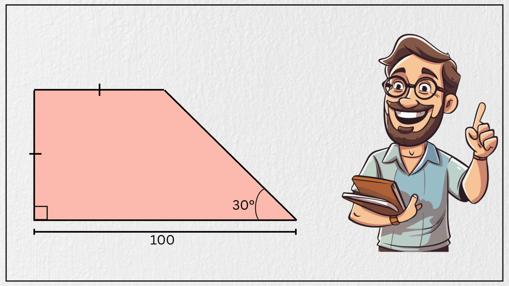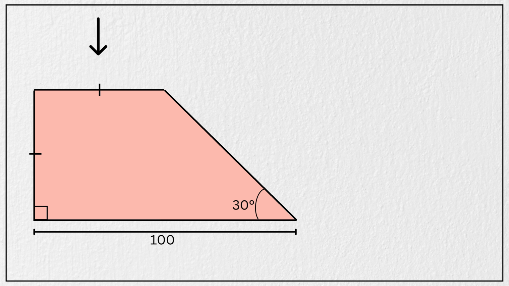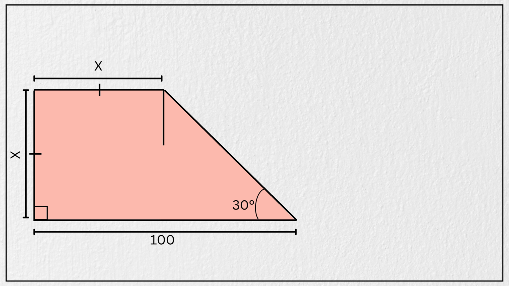But before we begin, let's define the top base of the trapezoid as x units. And since this height is equal to the top base, that means this height is also x units. Now let's drop a perpendicular from the top right corner of the trapezoid straight down to the longer base like this. Since height of trapezoid is x units, that means this vertical line is also the height of the trapezoid, so this is also x units, and this bottom base is also x units, giving us a square.